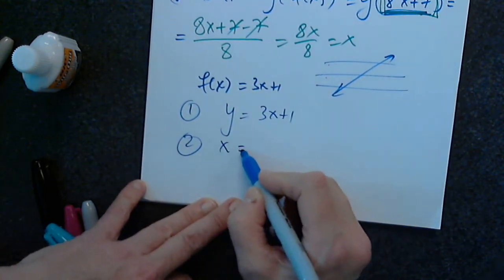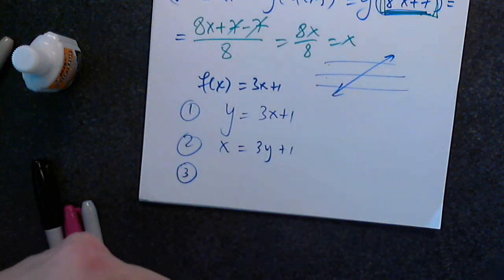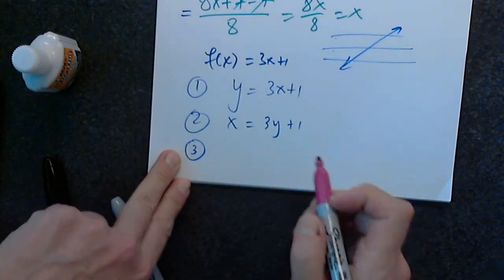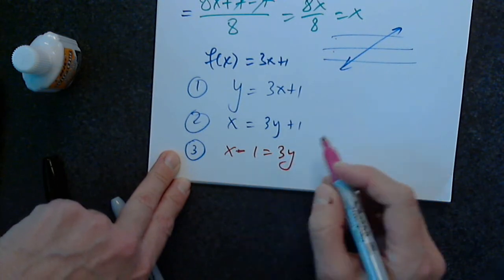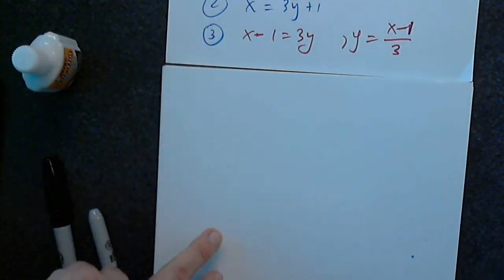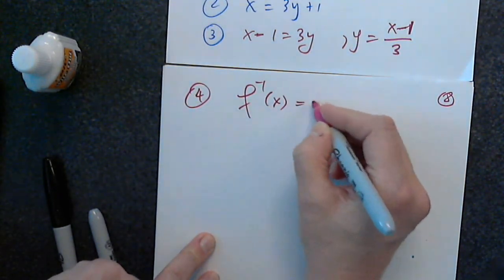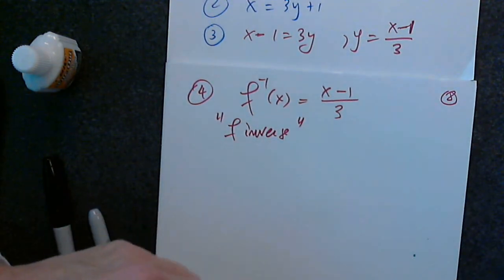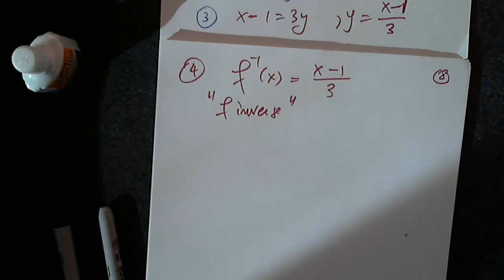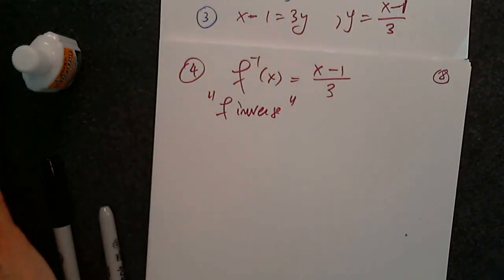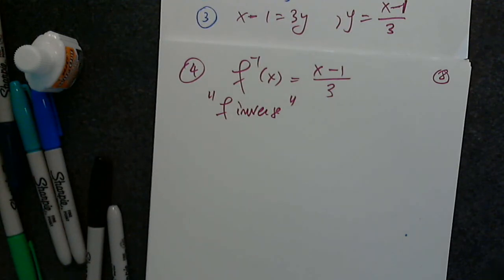In step 2, we swap. And what do we do in step 3? In step 3, we solve for y. We subtract 1, and we divide by 3. So in step 4, we replace y by the notation f inverse. So please remember, this is a notation. It cannot be read and it will not be read as f raised to negative 1 of x. No, this is f inverse. Okay, next one. So we found the inverse function of a 1-to-1 function.